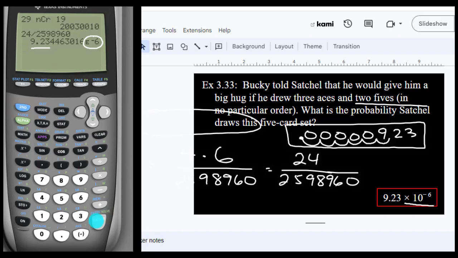So Bucky or Satchel may or may not like that. He's not going to get his big hug probably from Bucky.